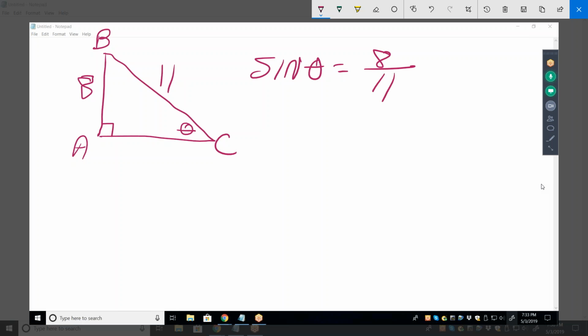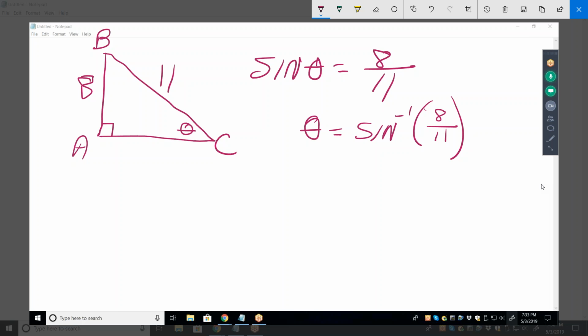Okay? So now all you got to do, in other words, to find theta, you take the inverse trig function, the inverse sine of that number, 8/11. That's always the way it works. In other words, we're always taking trig functions of angles to get ratios, and to get angles, we're always taking inverse trig functions of the ratio.